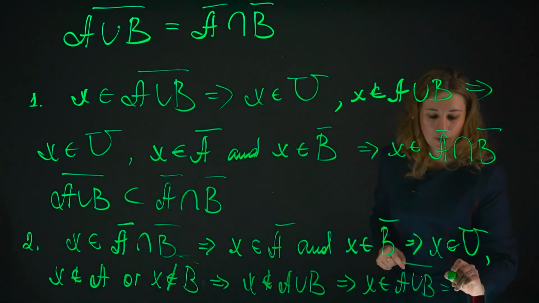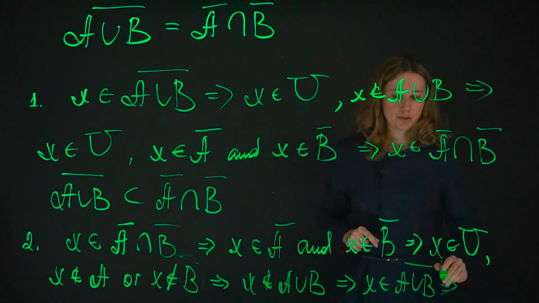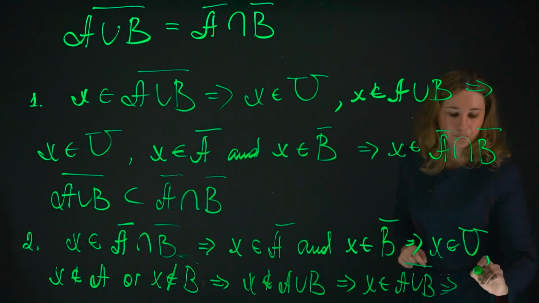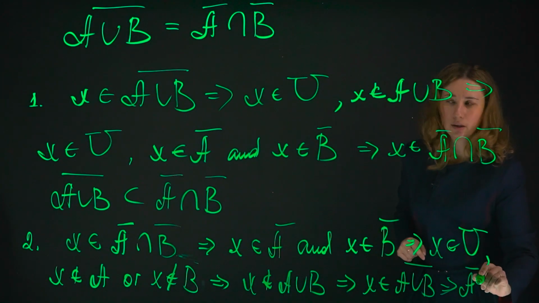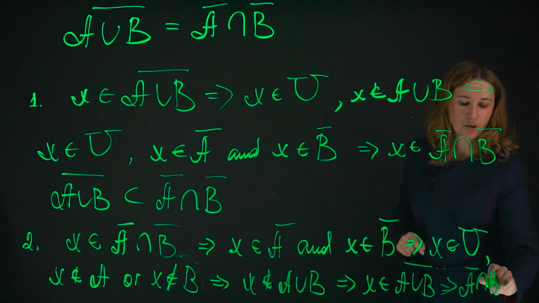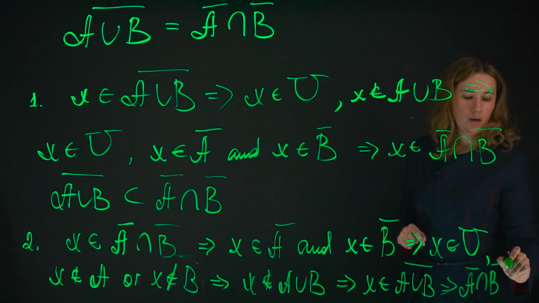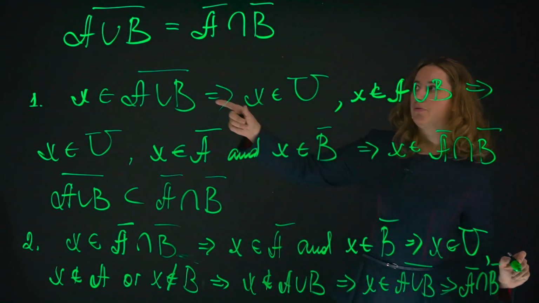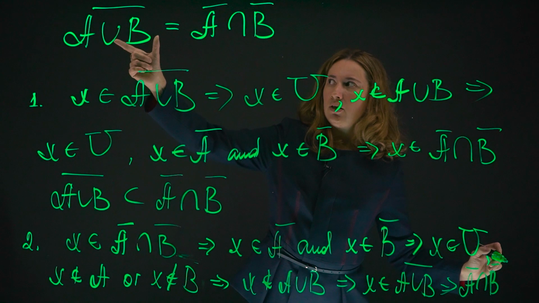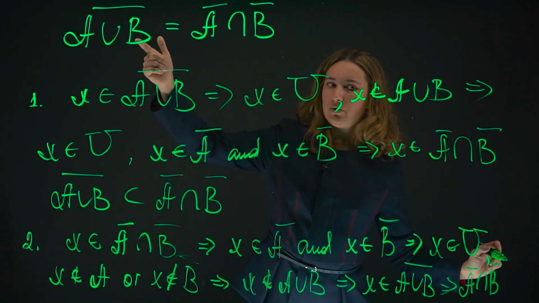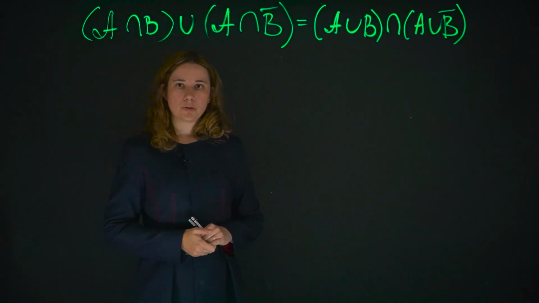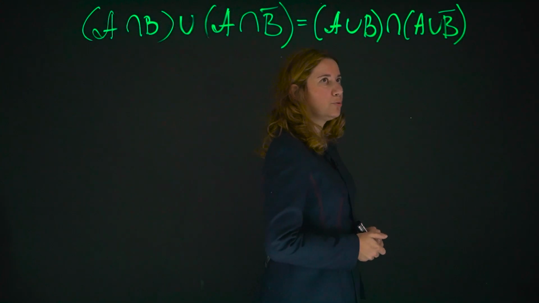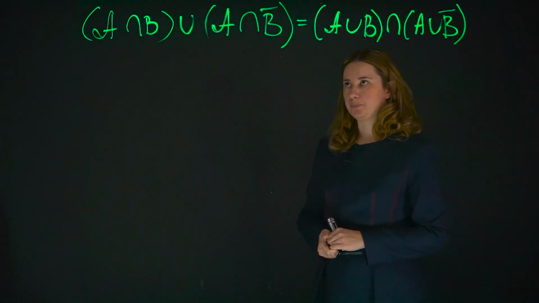Well, and it means that our not A intersection not B is a subset of the left-hand side, not A union B. Let's make one more example. We need to prove the following identity.